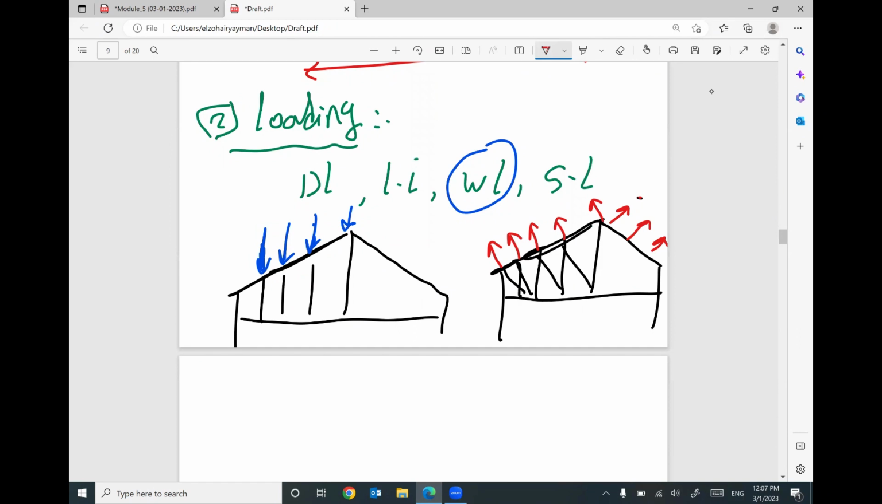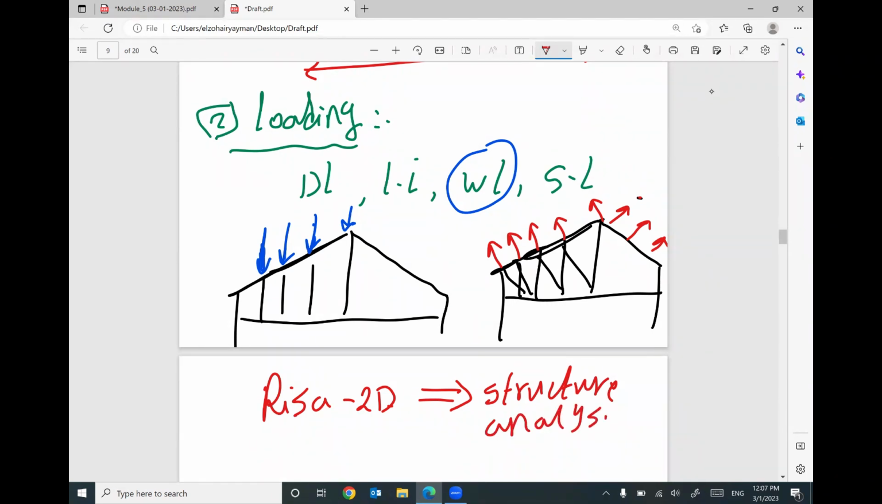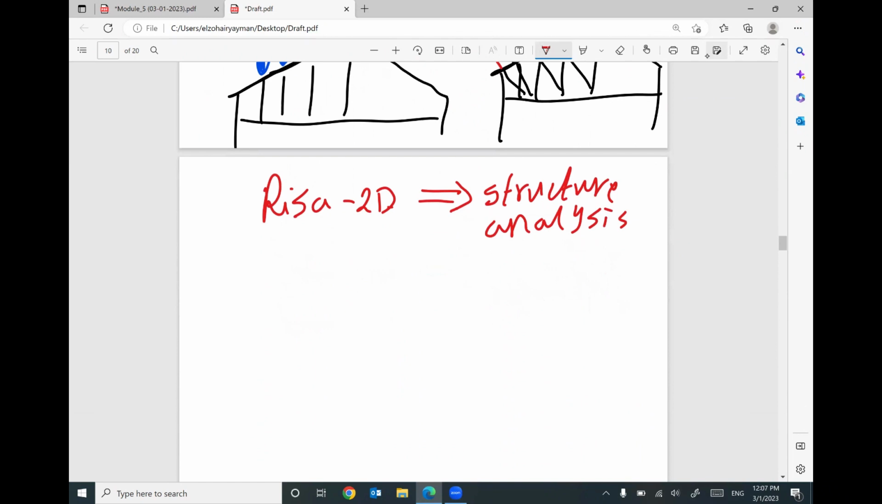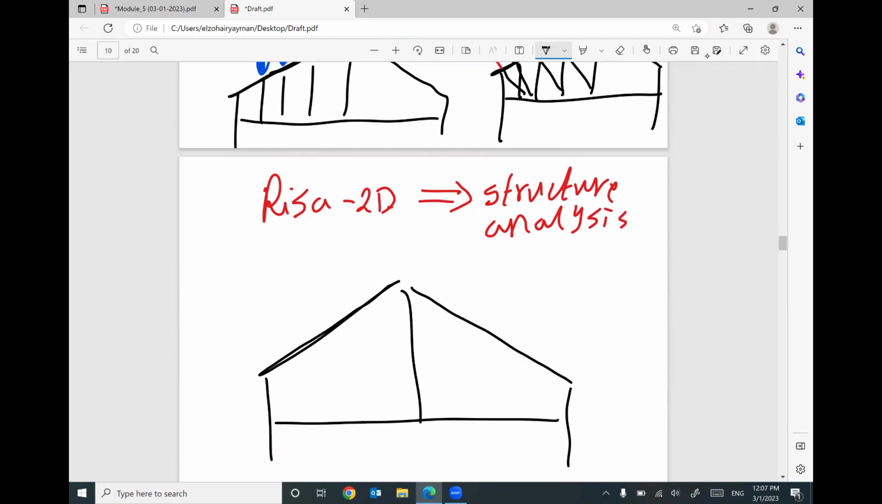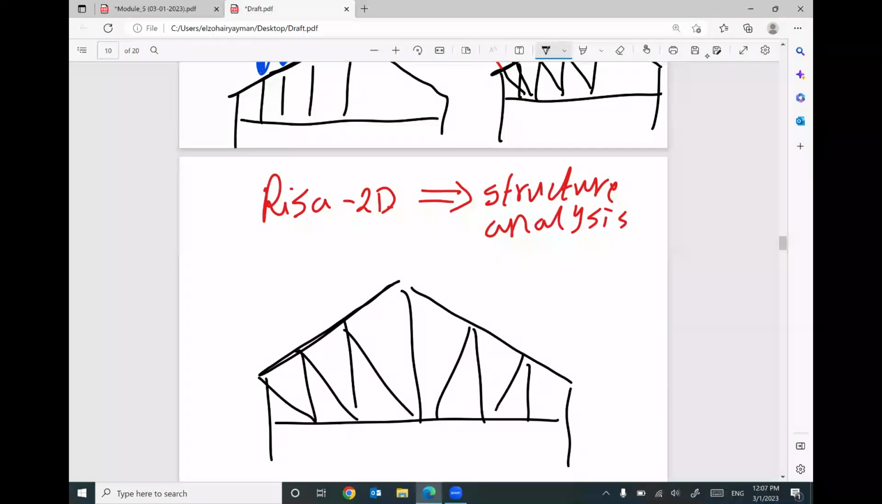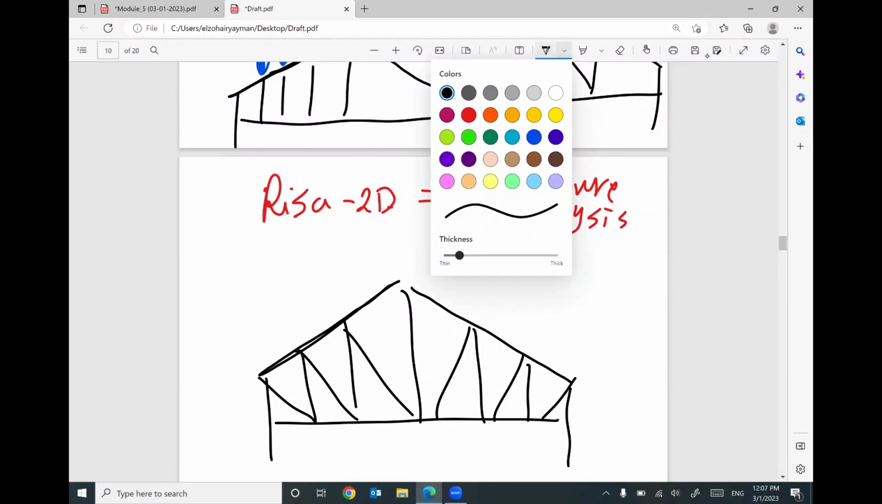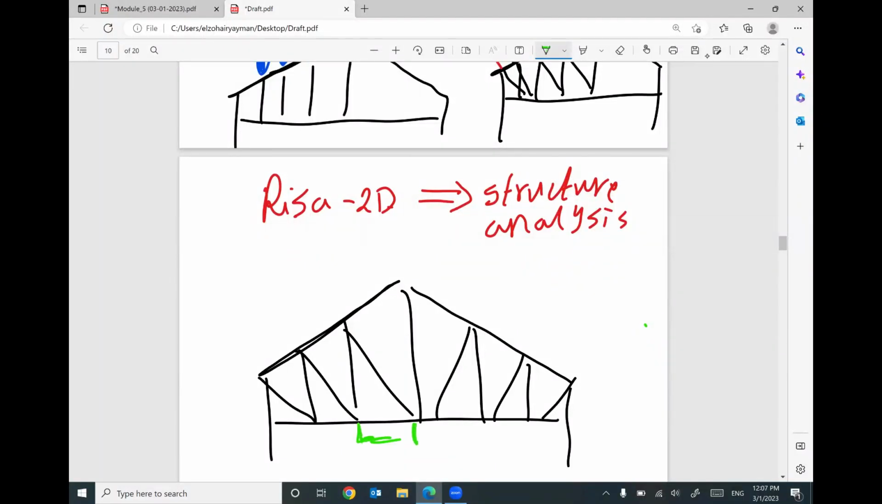That makes sense? Anyway, I will define this truss and these loads in RISA 2D to do the structure analysis of this truss. Structure analysis of the truss means you are going to find the internal force in each member. So the final conclusion, you will have this truss with diagrams. For example, you will have this diagram on this member, another diagram on this member, another diagram on this member, and each diagram will give you a value. This value represents P ultimate on each member.